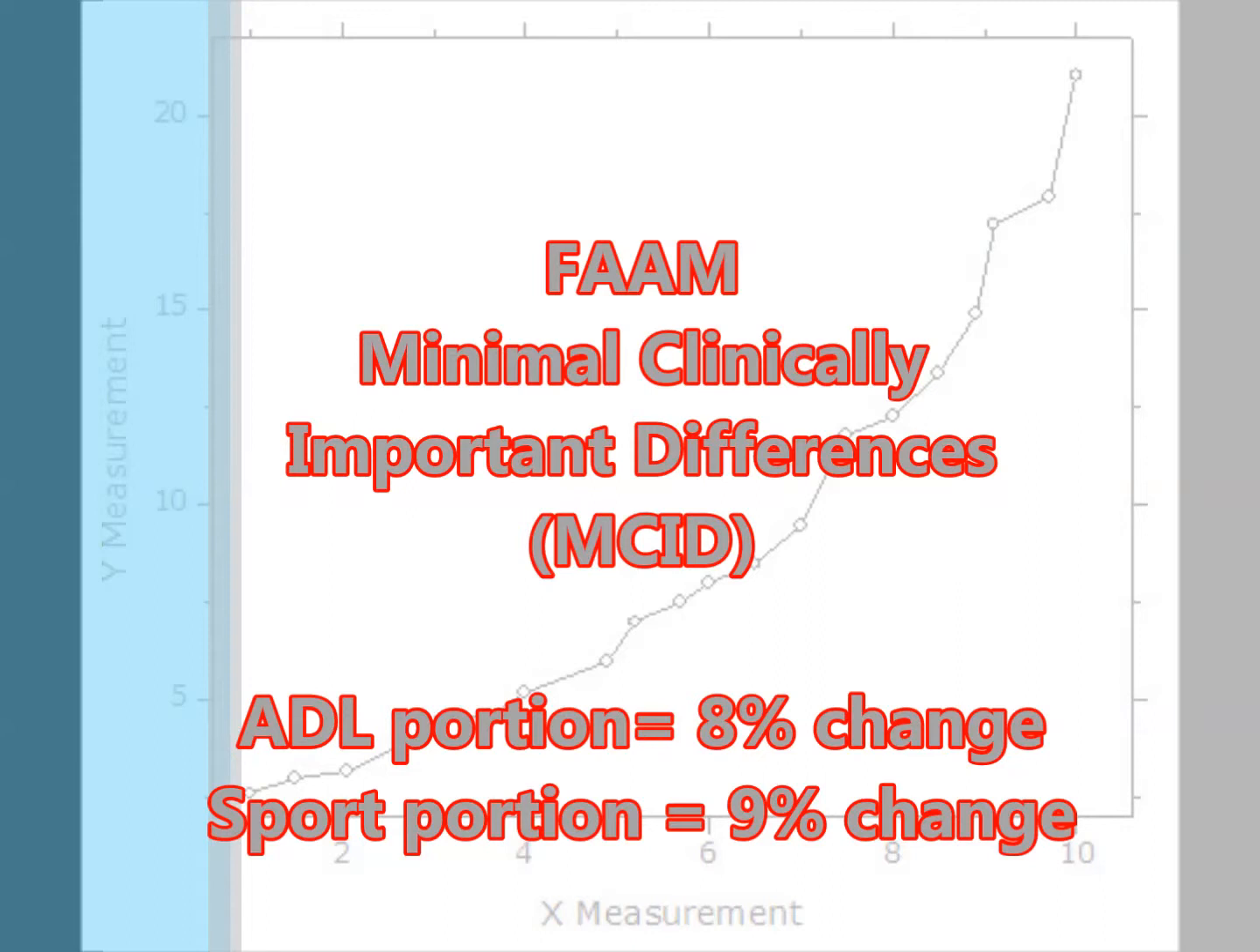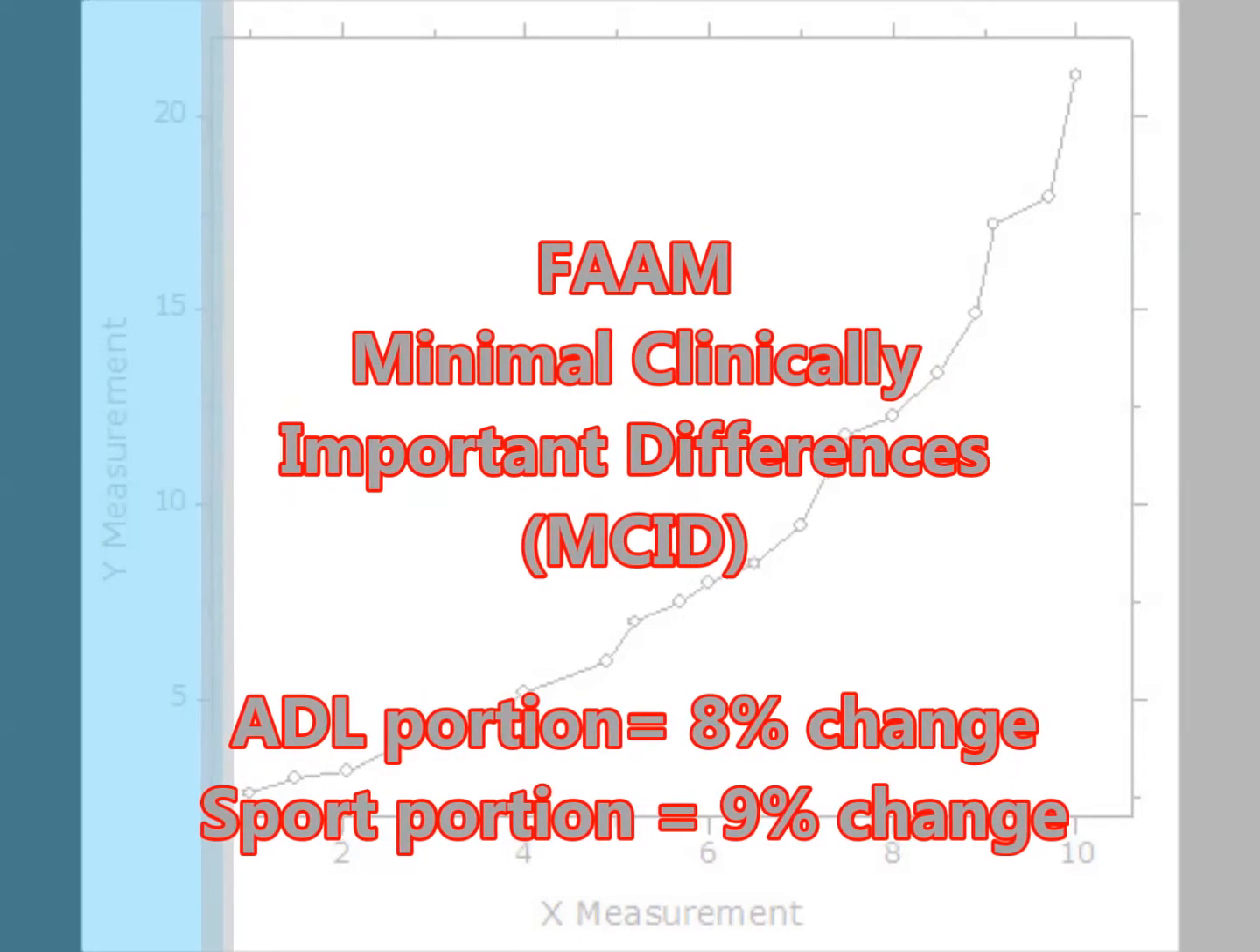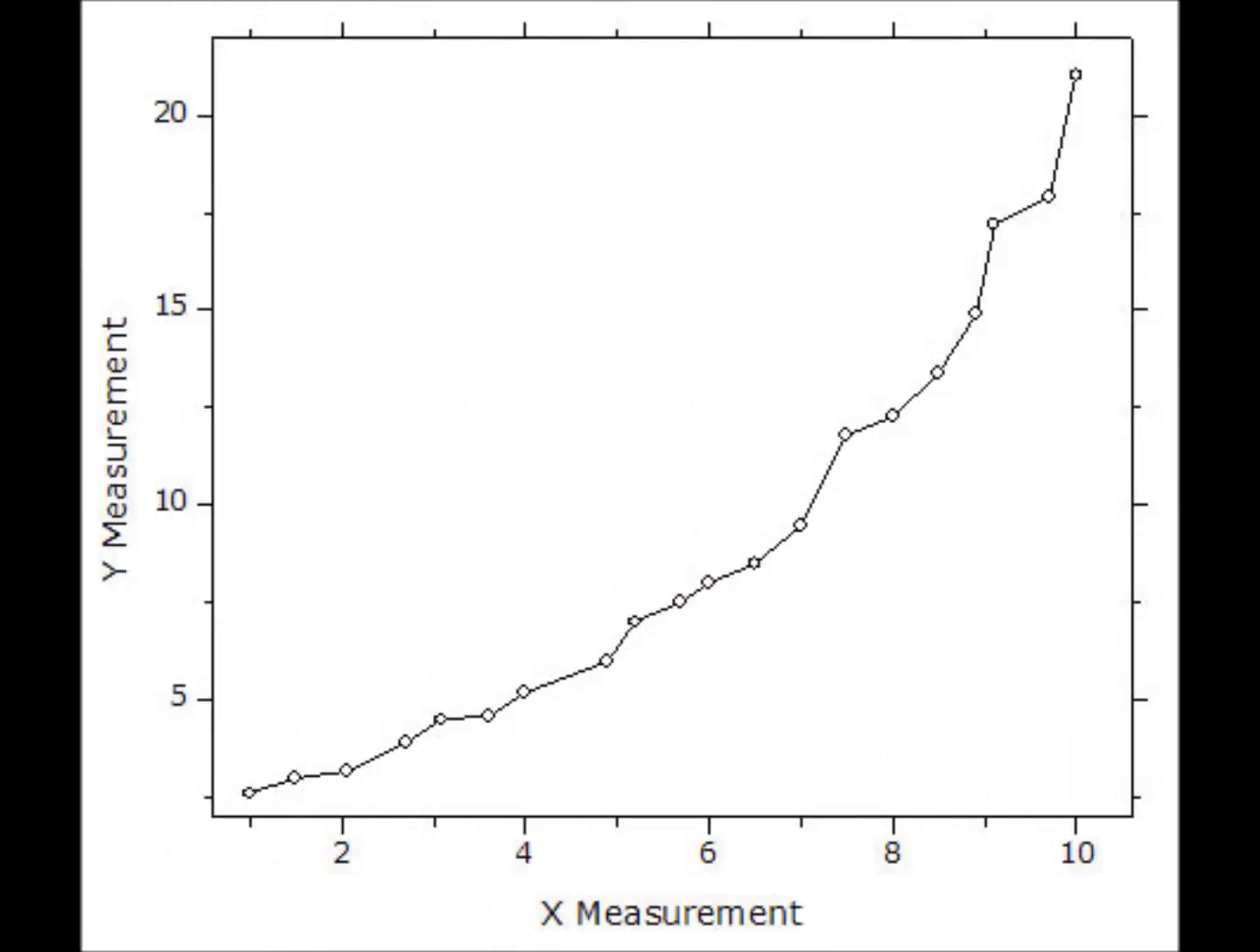MCID for the FAAM assessment has been obtained. The Activities of Daily Living section has an MCID of 8 percentage points, while the Sport subscale has an MCID score of 9 percentage points. Both the FAAM score, in conjunction with the clinical measurements, need to be considered when measuring change in the status of an individual with an ankle sprain.